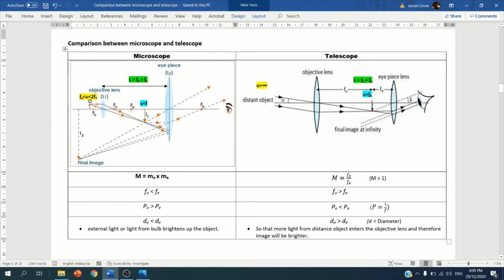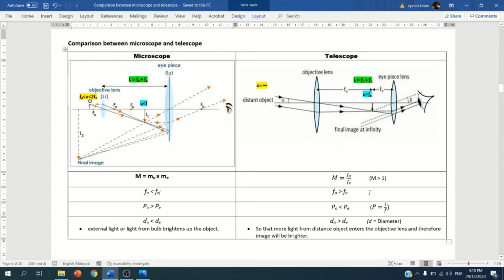Now, the second difference between them is that the magnification of the telescope is FO over FE. We know that M is magnification, and magnification must be more than 1. Therefore, FO must be longer than FE for the telescope. But the microscope is the reverse. For the microscope, FO is shorter than FE.